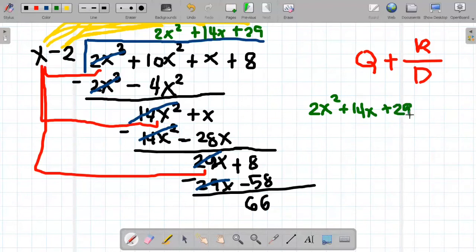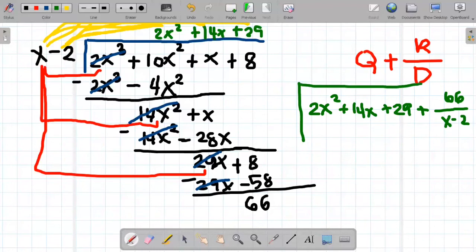And then because we have our remainder, plus the remainder is positive 66 over our divisor, which is x minus 2. So this is our final answer when we divide the polynomial 2x cubed plus 10x squared plus x plus 8 by x minus 2. So we got that answer.